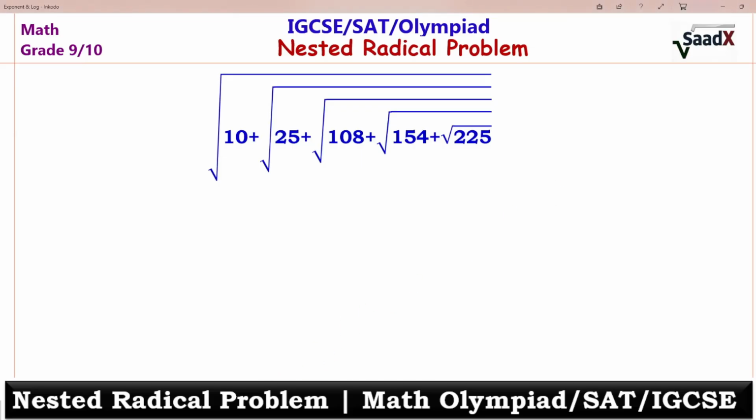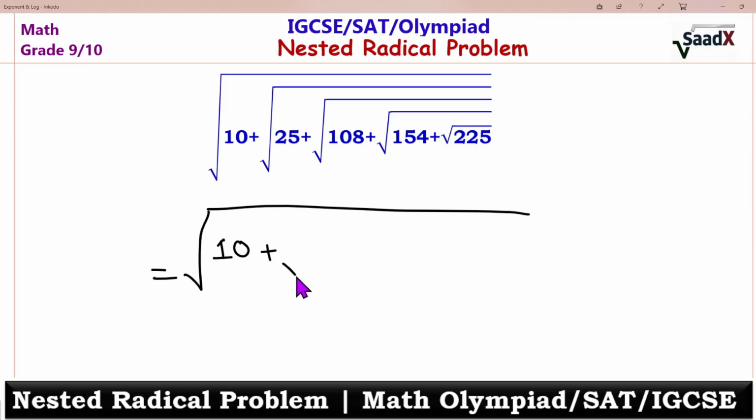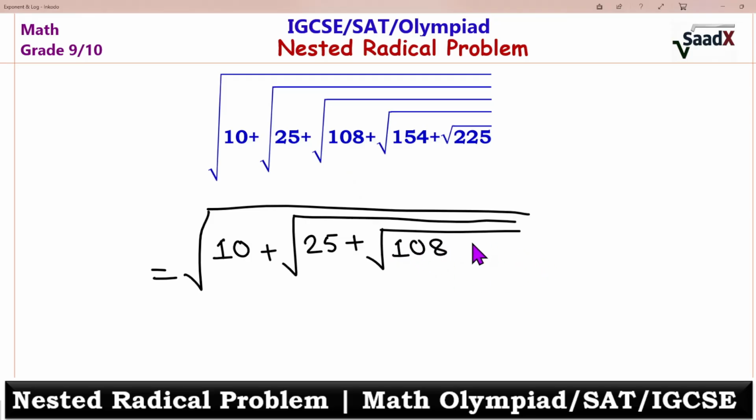So we should solve this one step by step. Under a big root, it means we can write in here, this is root 10, then plus again root. We should carefully write this one. Here is 25 plus again root. Here is 108 plus again a root.